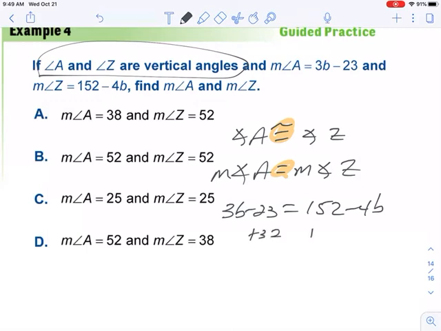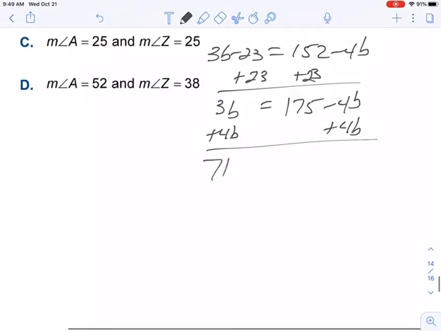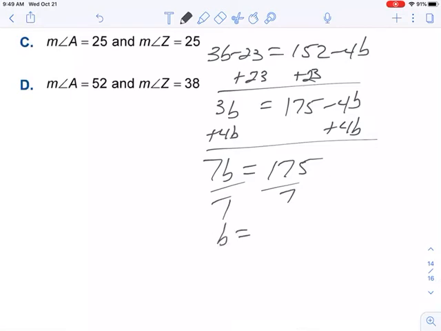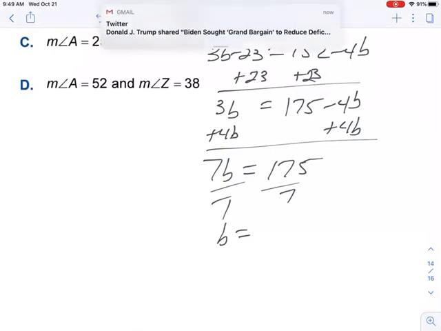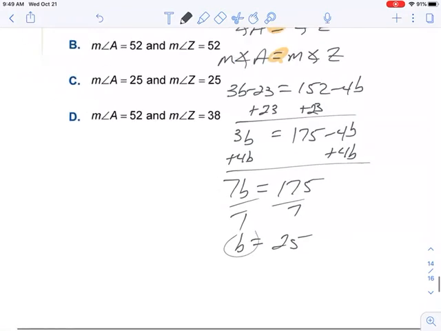Okay, so I'm going to add 23. 3B equals 175 minus 4B. Going to add a 4B. Gets us 7 of them B's. 175 divided by 7. B is 175 divided by 7, which is 25. That's B, though. That's not the angle.